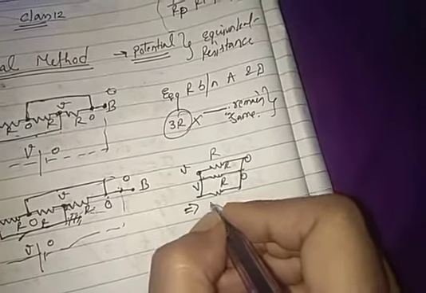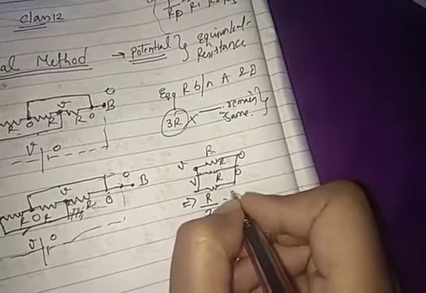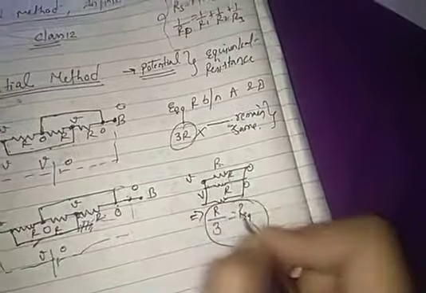So it will be R upon 1, 2, 3, 3. So this is a formula for equivalent resistance. So this you got by potential method. Let us do one more question.